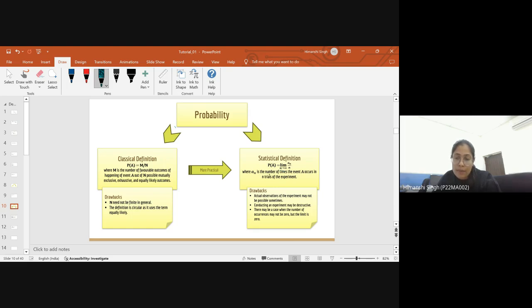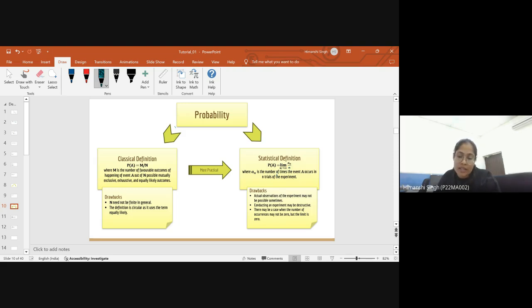If I'm performing a random experiment and observing what the outcomes are, then from there I am defining this probability. The probability of an event A is defined to be the limit as n tends to infinity of a_n by n, where a_n is the number of times the event A occurs in n trials of the experiment. So as n tends to infinity, this probability will be that limit.